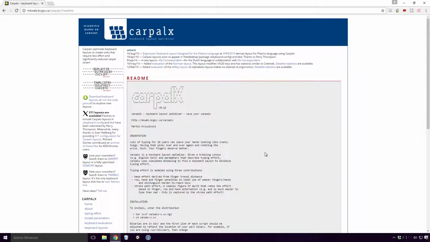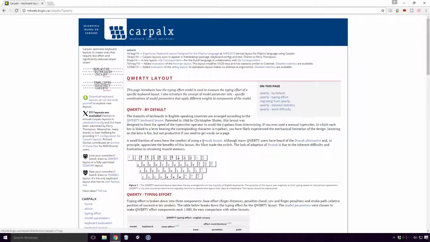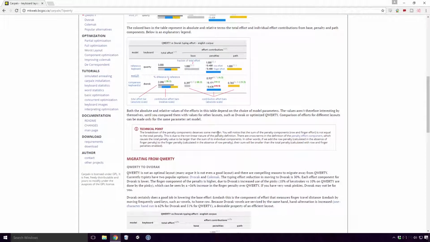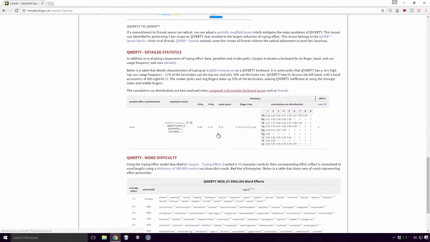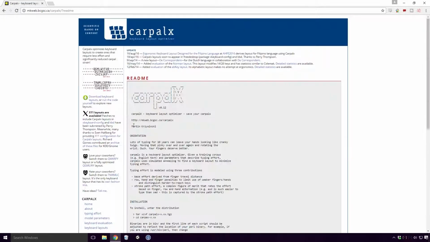Maybe it's just me, Ace, but I'm so impressed by this site. If you get a chance, I definitely recommend heading over to it and checking it out, if only for the QWERTY keyboard layout breakdown. Martin Krzywinski, I really hope I'm saying your name right, I thank you.